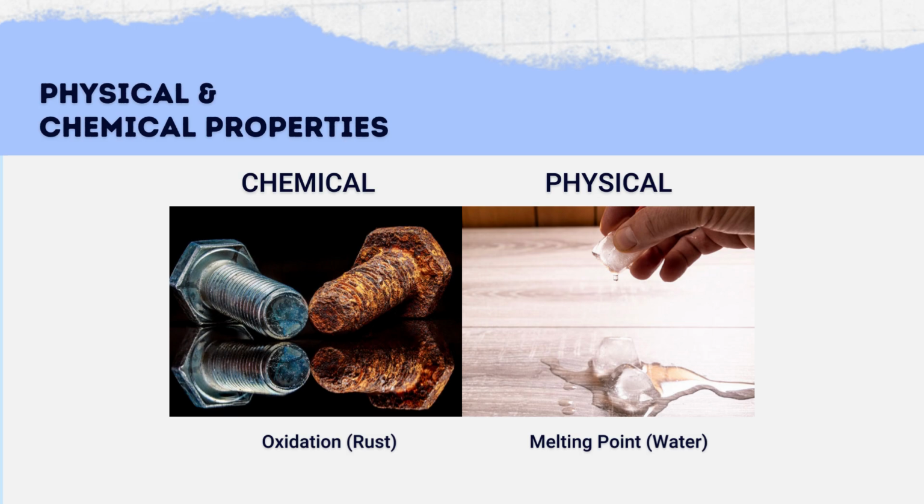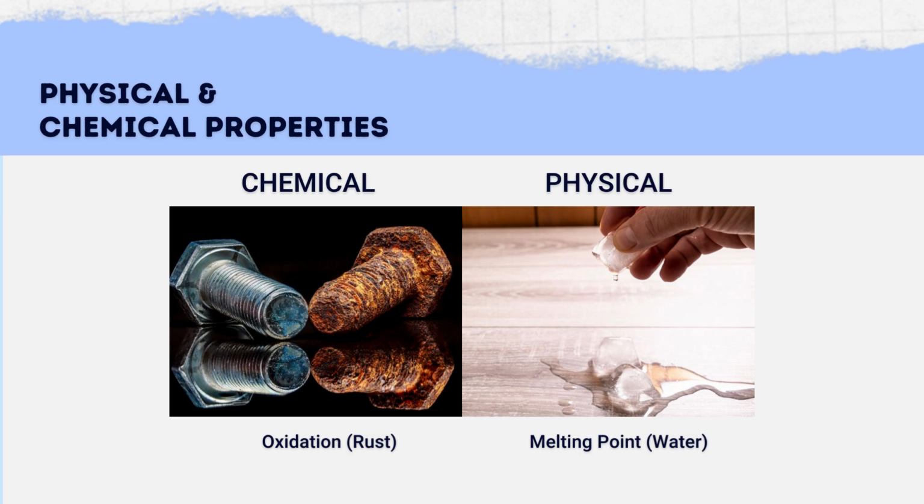Let's consider the following examples of chemical and physical properties. First up, we have oxidation. Oxidation is a chemical reaction in which there is a transfer of electrons between reactants. In simple terms, oxidation is the process of losing electrons. An example of oxidation is the rusting of iron. When iron is exposed to oxygen and water, it undergoes a chemical reaction in which it loses electrons and forms iron oxide, also known as rust.